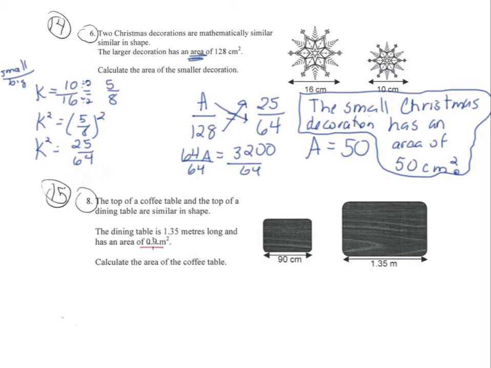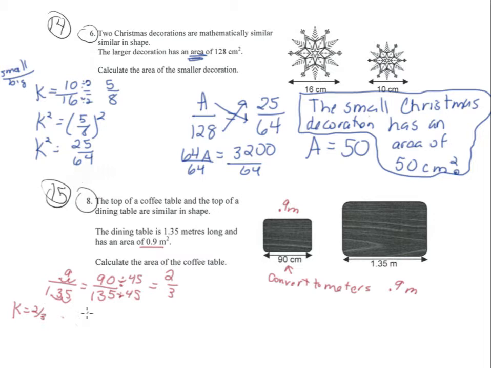Okay, first thing I need to check is I notice my area is in meters squared, so I need to make sure I have both of my expressions in meters. So I'm going to convert these centimeters to meters. So I know 90 centimeters is equivalent to 0.9 meters. And so when I do my corresponding ratios, I have 0.9 over 1.35. So I can get rid of my decimals by moving my decimals 2 places each, and then simplifying that fraction down. So I end up that k is 2/3. And so k squared is 4/9.